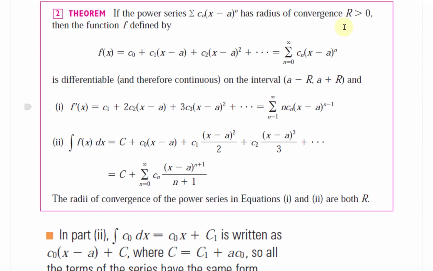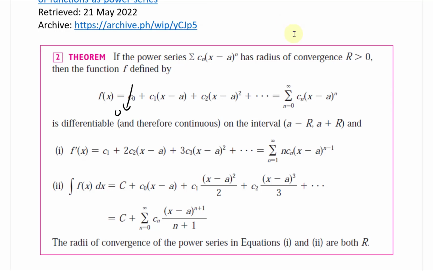If you have the power series with radius of convergence R, then the derivative is f prime of x equals c1. So this term goes to 0 when you take the derivative, because it's just a constant. Now this part, c1 times (x minus a), the derivative of x minus a is just 1, so you're left with c1. Now for this one, the 2 goes down and the power becomes 1, so you have 2 c2 (x minus a) to the power of 1. Likewise, the 3 goes down and the power goes to 2, and you have 3 c3 (x minus a) squared, etc. And you can see the pattern: the n goes down and you subtract 1 from the power, so this is the summation from n equals 1 to infinity of n c_n (x minus a) to the power of n minus 1.